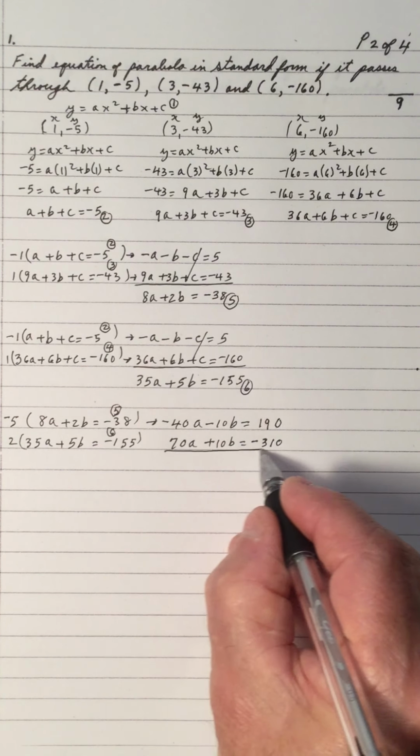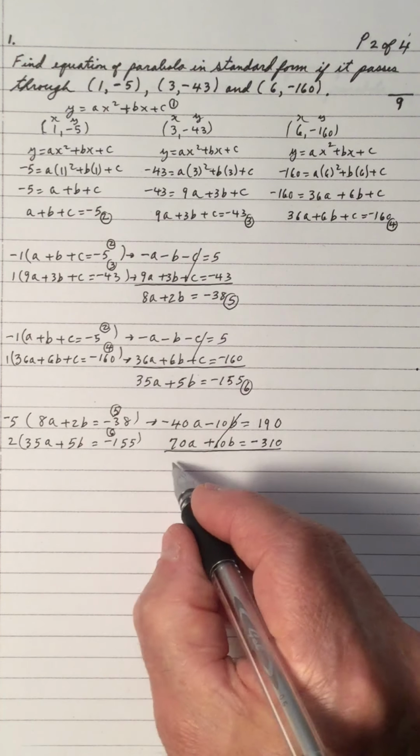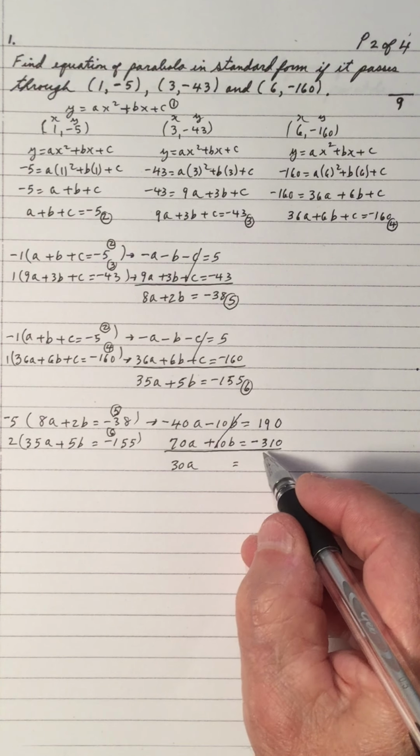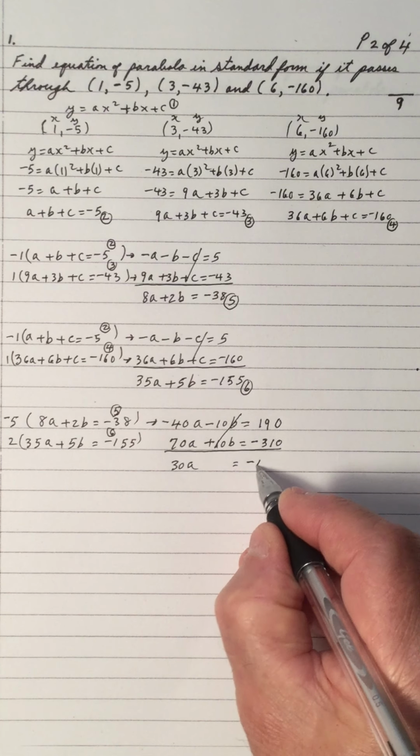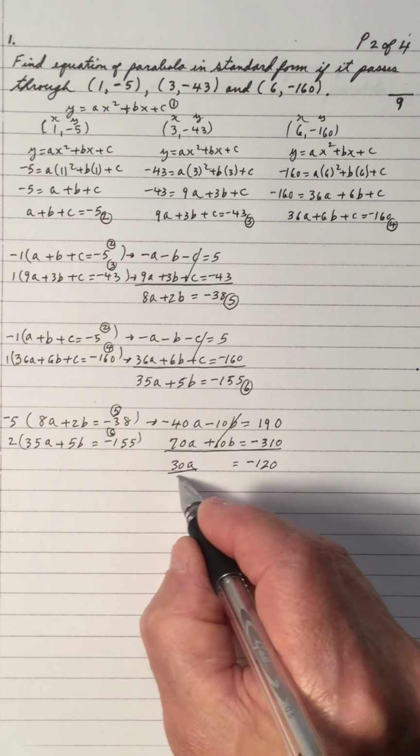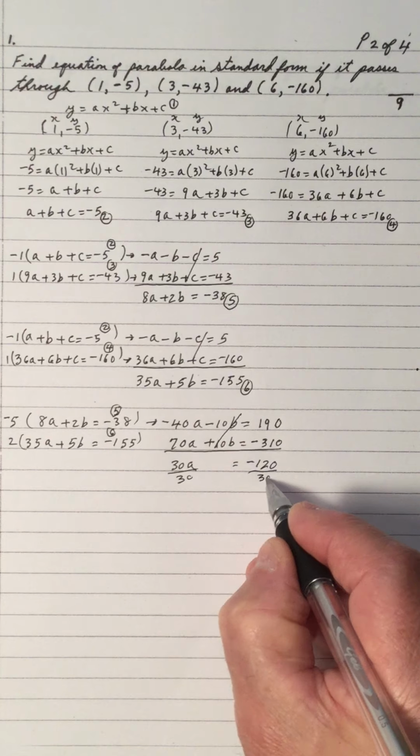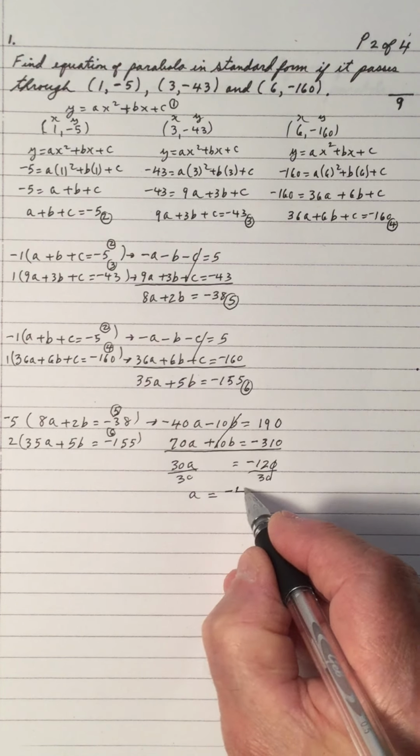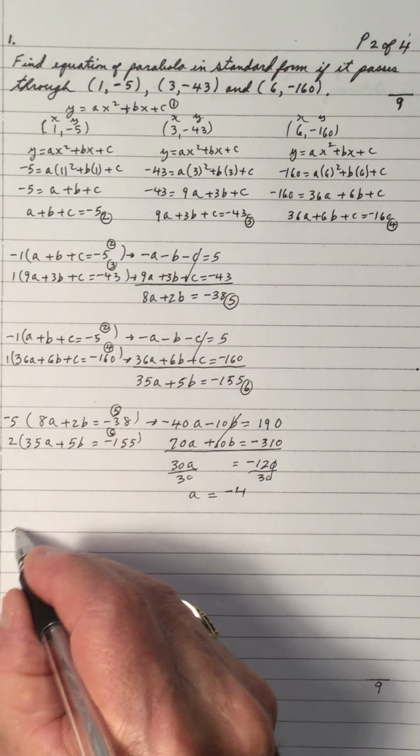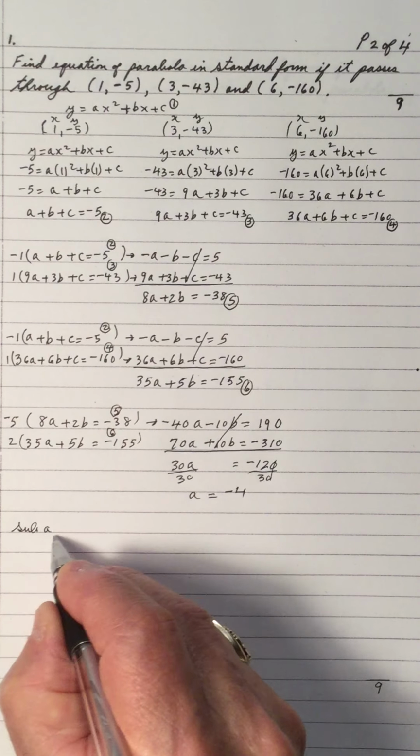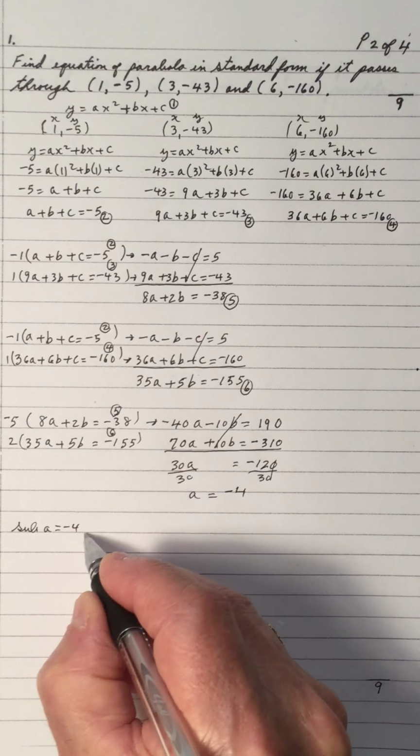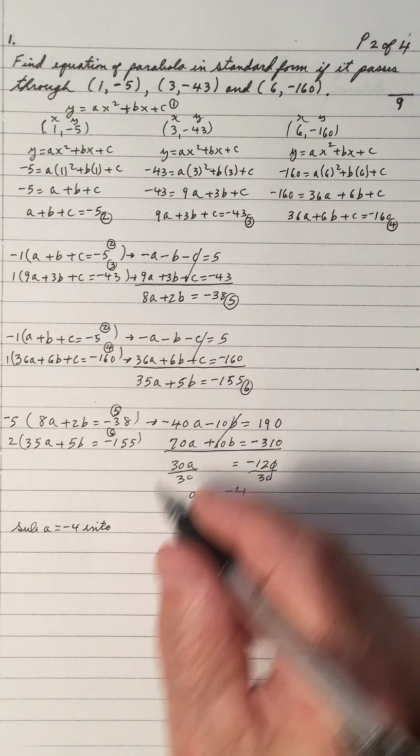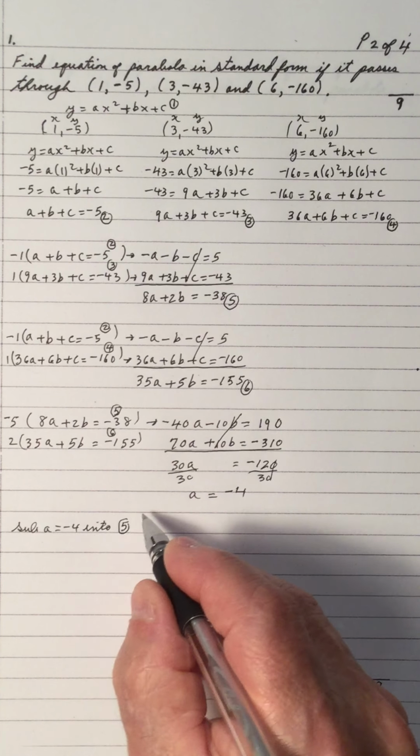So we draw a line, add those, they cancel, and that gives us 30a equals negative 120. Divide by 30, we get a is equal to, zeros cancel, negative 4. So a equals negative 4. We can sub it into 5 or 6. Let's sub it into number 5.